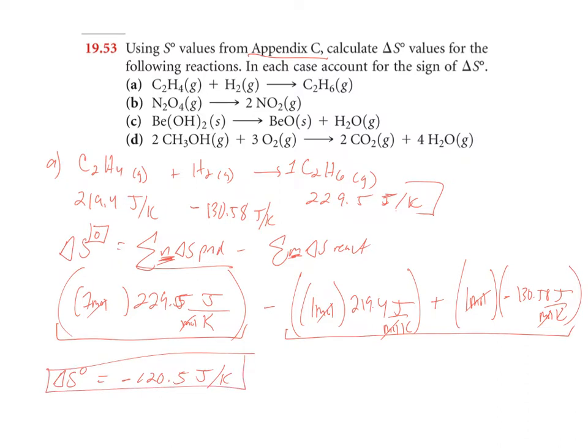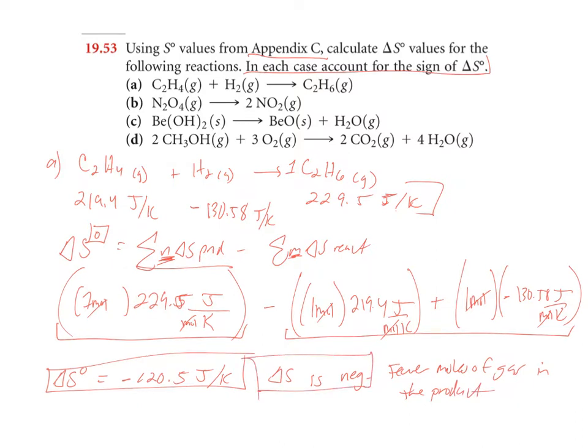Now the last part of the question says, account for the sign of delta S. Well, delta S is negative. Why? Well, we just had the last problem. There are fewer moles of gas in the product. So overall, we've become less entropic. It's gone down.